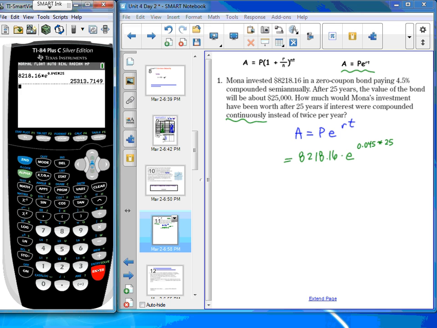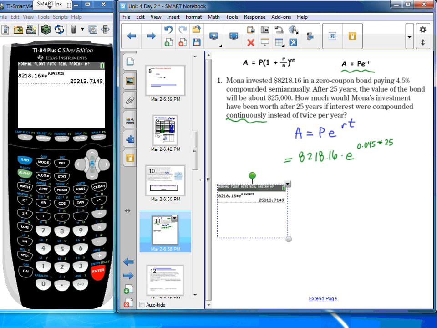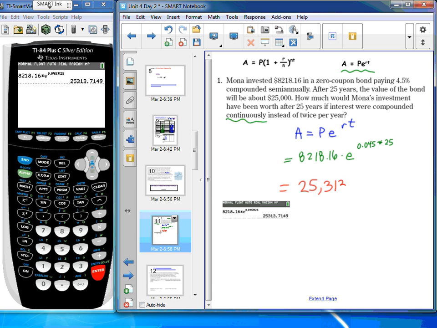And did I get my decimal place right? It looks like about $25,313.71. So when compounded continuously, would Mona have made more or less money? Would she have made more or less? More. More by how much? Looks like $313.71. Yeah, so it wasn't an infinite number, but it was certainly more than if she was just compounding semi-annually.